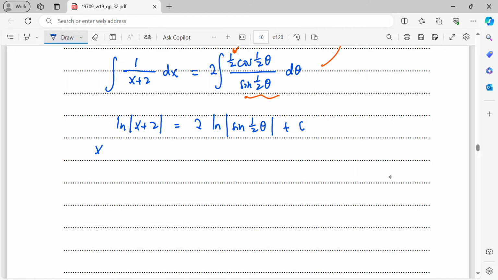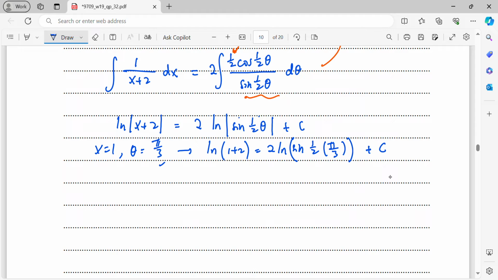Now replace the x by 1 and theta by pi over 3. So when x equals 1, theta is pi over 3. I will get ln of 1 plus 2, because it's positive, so I change to a bracket. Then 2 ln sine. Here I know that it's positive because the angle is in the first quadrant. So in the first quadrant it's positive for sine, so you can just put a bracket. So half of pi over 3.